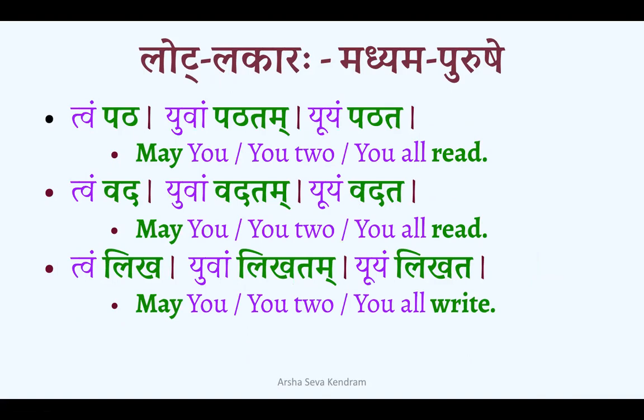So, Tvam Patha, you read. The teacher is telling the students, Tvam Patha, you read. Yuvam Pathatam, you two students, you read. Yuyam Pathata. When the teacher is addressing many students, he or she will say, you all read, or may you all read. And because this is Madhyama Purusha, it is only Tvam, Yuvam, Yuyam as the Karta. It cannot be anything else, right?